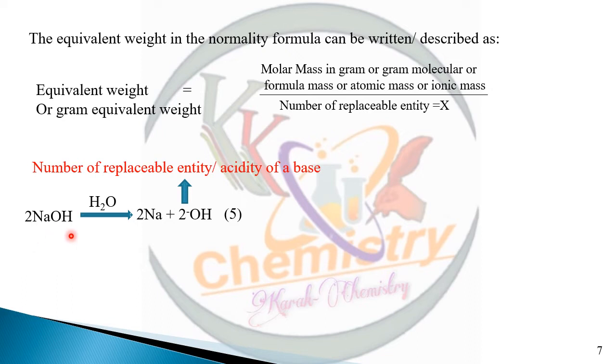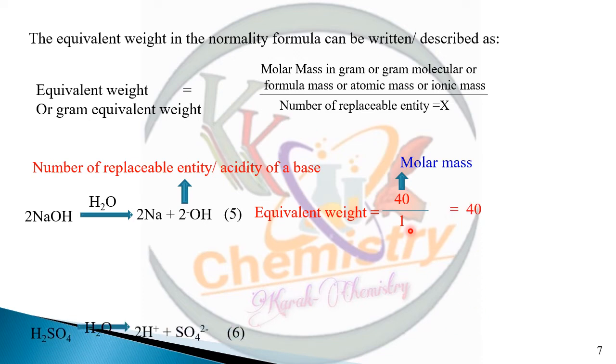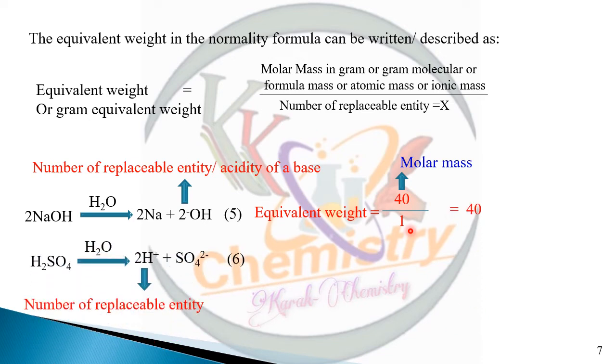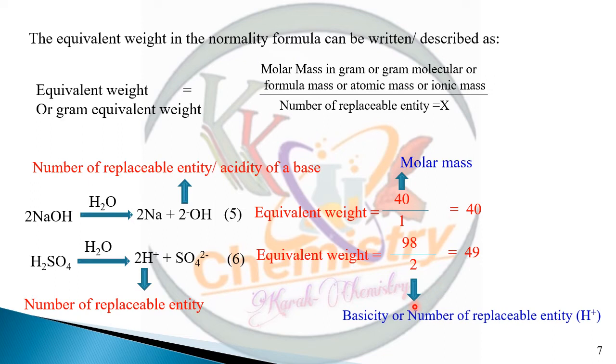Okay, here we have NaOH. So the number of replaceable entity is 1. Equivalent weight is 40, molar mass is 40, so 40 by 1 is equal to 40. For H2SO4, the number of replaceable entities is 2, so the equivalent weight will be 49, sorry. Well, here this 2 means basicity or number of replaceable protons. Here this 1 is acidity or number of replaceable hydroxyl ions.